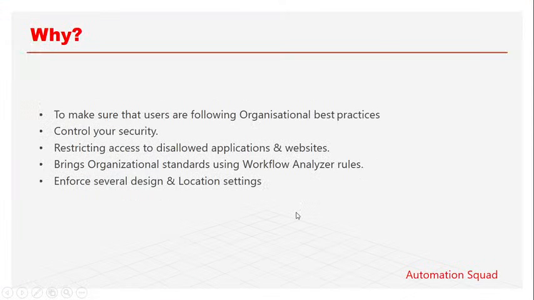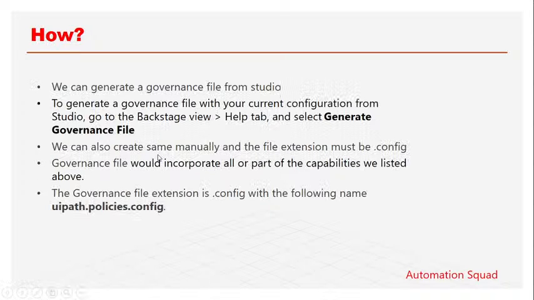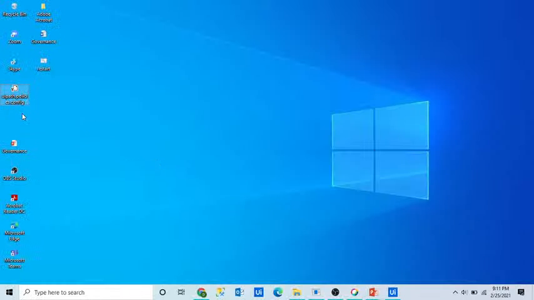This is how a governance file looks. We can also generate the same manually, not only from Studio. We can generate a governance file by creating it manually, and the file extension must be .config. The governance file would incorporate all or part of the capabilities we listed above. As we listed above, in the manual creation also we can have the same features. The governance file extension is .config with the following name: UiPath.policies.config. If you see here, the same name we have.